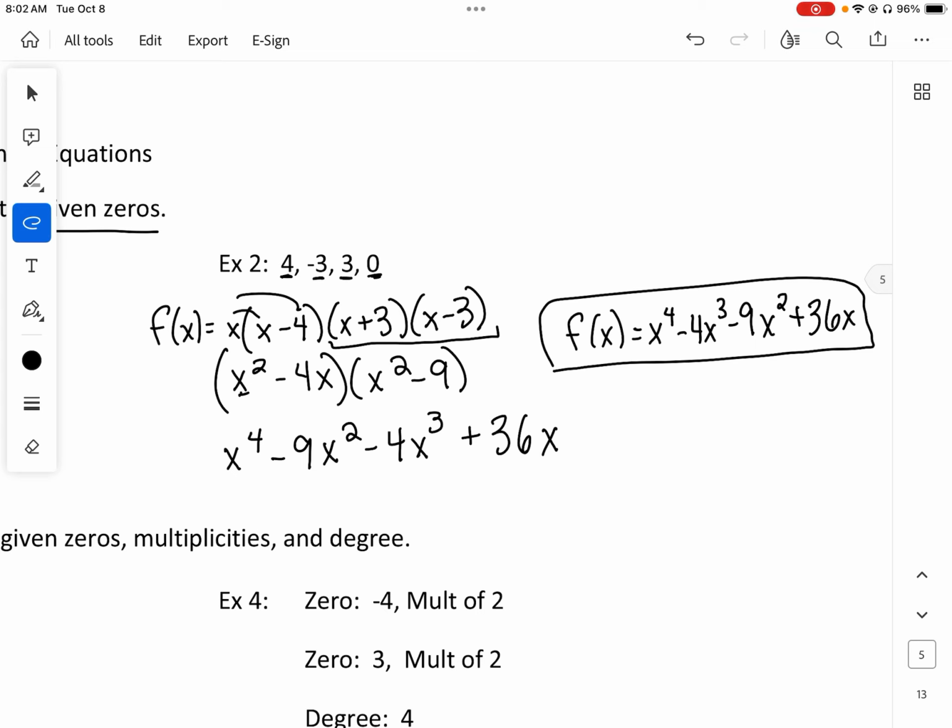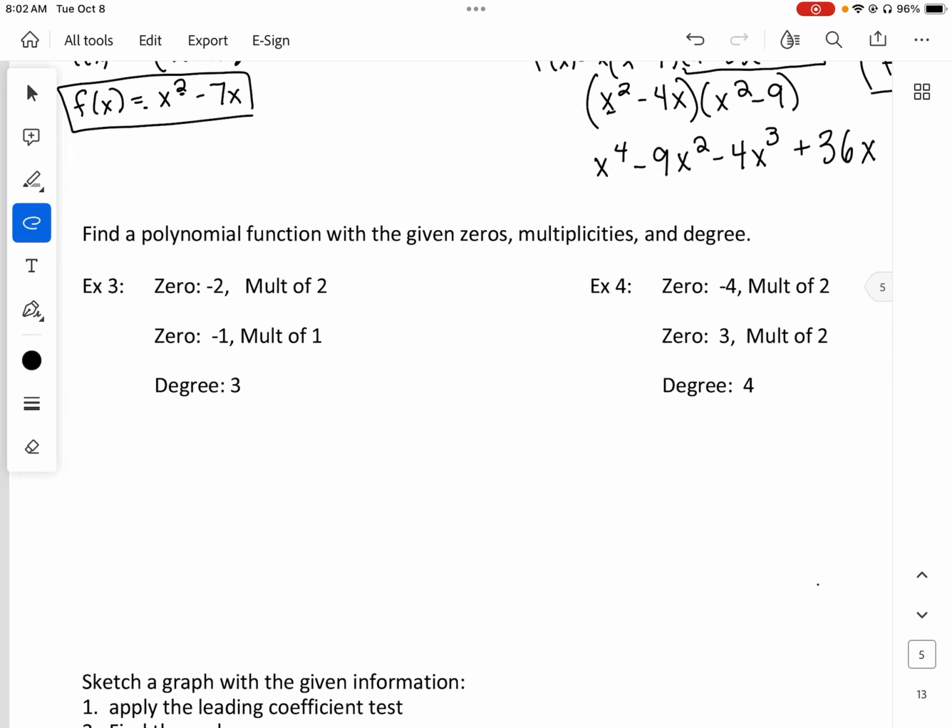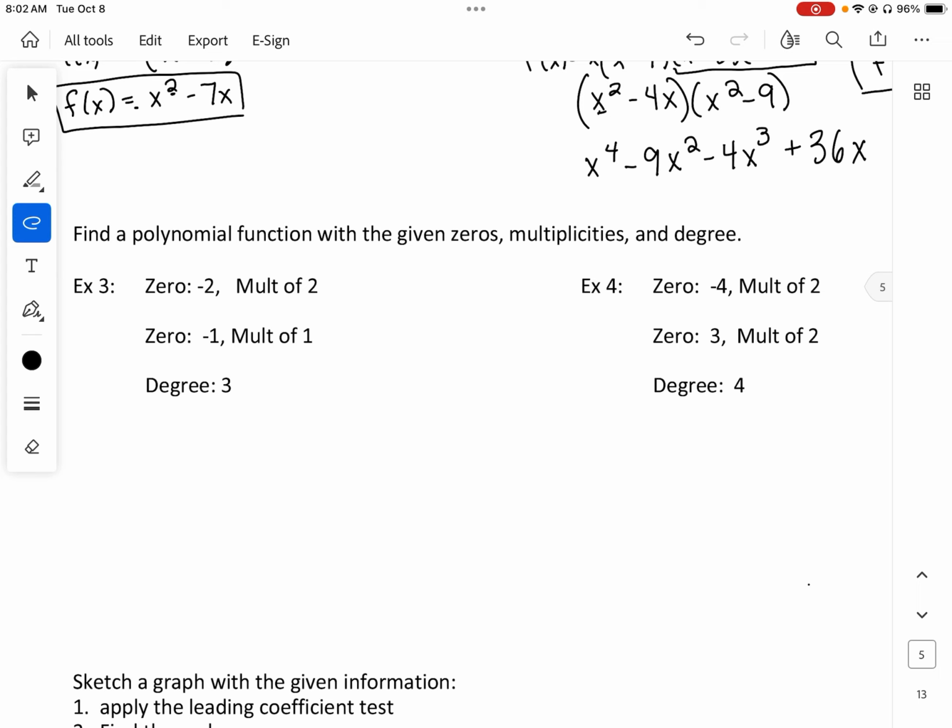Okay, so let me go ahead and go to the next problem. All right, find a polynomial function with the given zeros, multiplicity, and degree. So we have a 0 of negative 2 with multiplicity of 2. So that means I'm going to have x plus 2, multiplicity of 2, and then negative 1, so x plus 1 with multiplicity of 1.